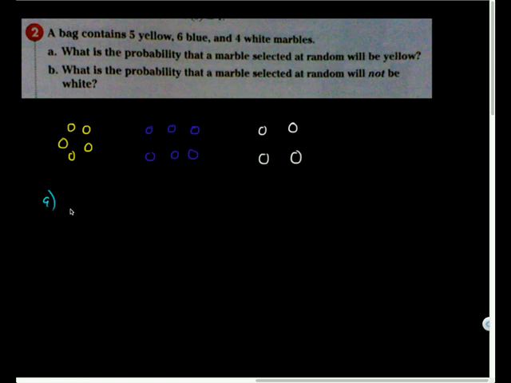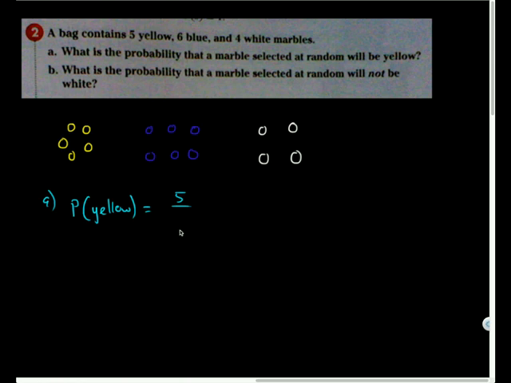All right, so let's figure this out. What is the probability of this being yellow? So what is the number of ways I could successfully choose a yellow marble? Well, there are 1, 2, 3, 4, 5 yellow marbles to choose from, right? So that is 5 that I'm counting here.